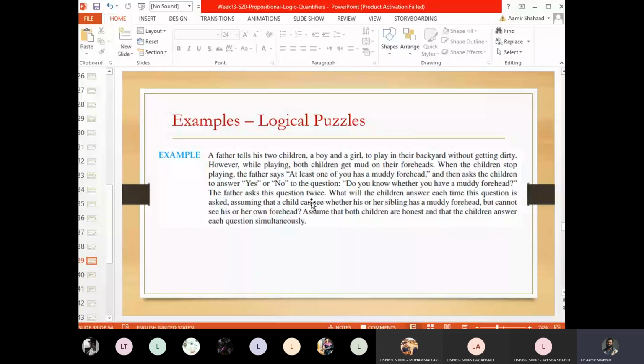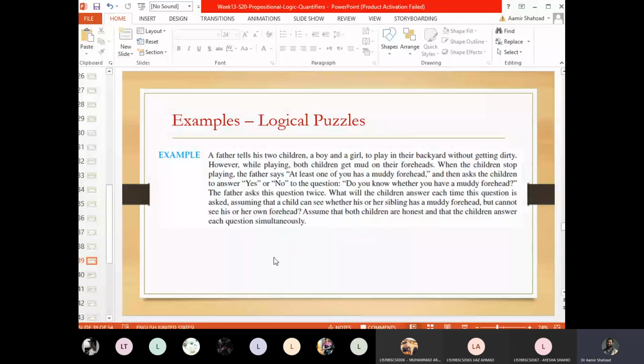And after the second question, either the first time or the second time, the children must be able to find out whose forehead is muddy. So what will the children answer each time this question is asked, assuming that the children can see whether his or her sibling has a muddy forehead, but they cannot see his or her own forehead. They cannot touch their forehead. I mean, they are fair kids. So assume that both children are honest and that the children answer each question simultaneously. So this is the problem.